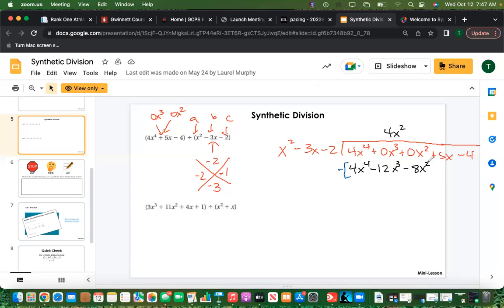We're going to change our sign and draw our line. When we subtract, these will cancel. 0 minus negative 12 will give us a positive 12x cubed. 0 minus negative 8 will give us a positive 8x squared. And then we'll bring down the next term. Just because there's 3 terms out here doesn't mean anything changes. Can you take a moment and finish this problem?